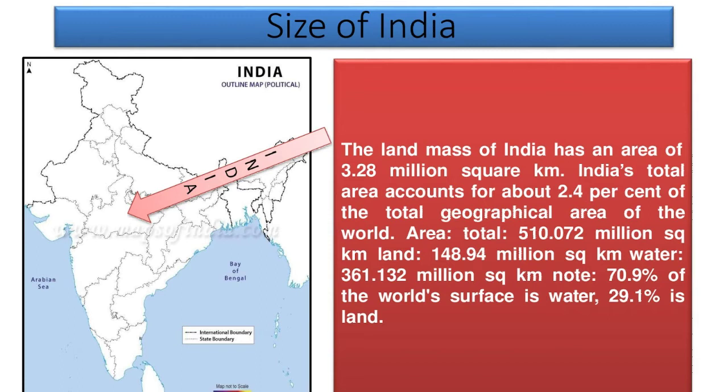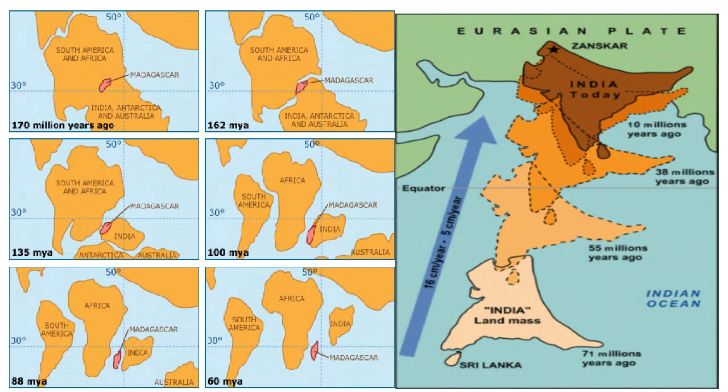India's total area accounts for about 2.4% of the total geographical area of the world. India is also the seventh largest country of the world. India has a land boundary of about 15,200 kilometers, and there is also the total length of the coastline of the mainland, including Andaman and Nicobar and Lakshadweep. If you want to find the population density of the country, you have to divide the total population by the size of the land mass.